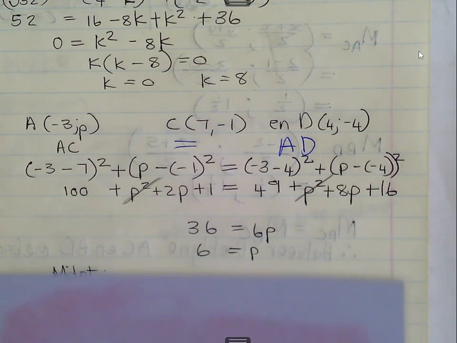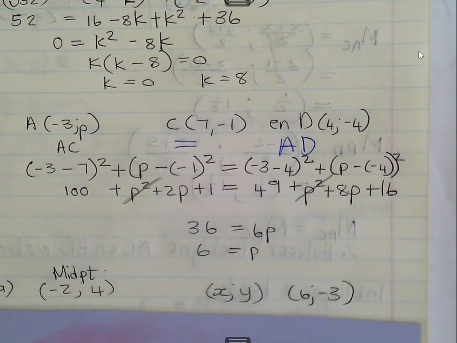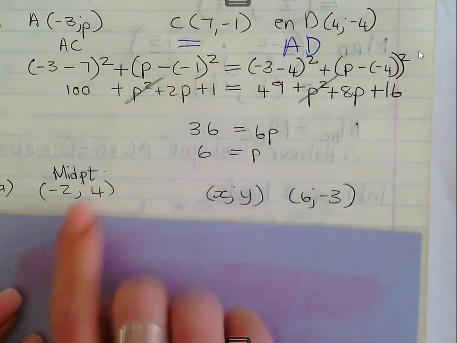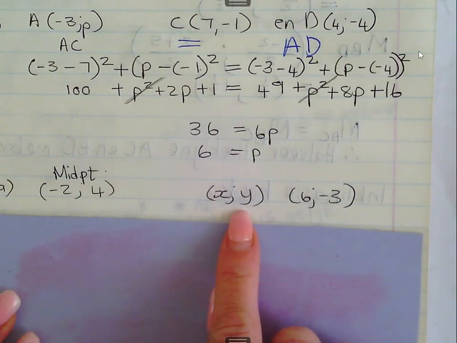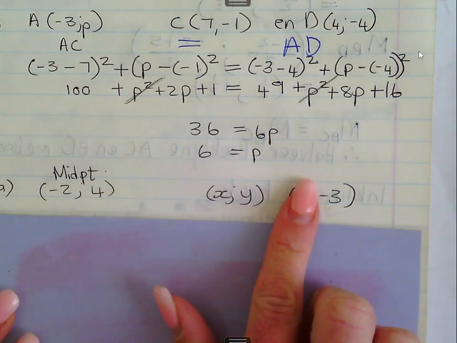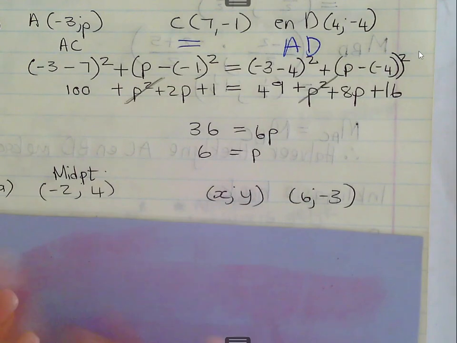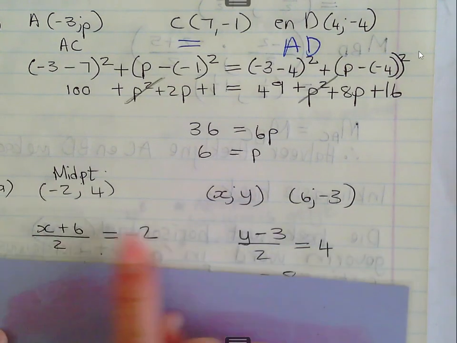Okay, I want you to quickly do number 4. Oh no, we're busy with number 2, sorry. Number 2a, they gave you the midpoint. They wanted you to calculate one of the coordinates. This was easy, ne? So we just say x plus 6 divided by 2 is -2.